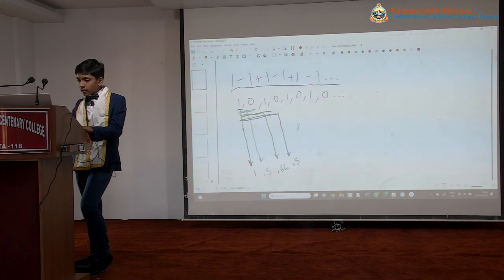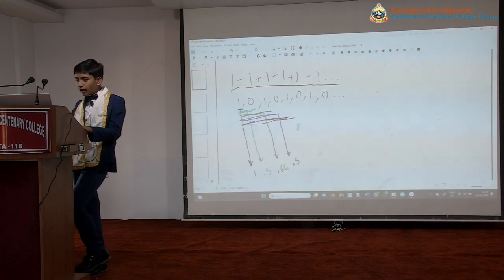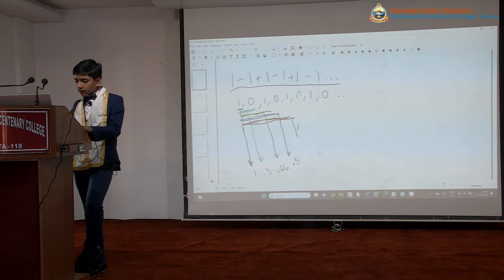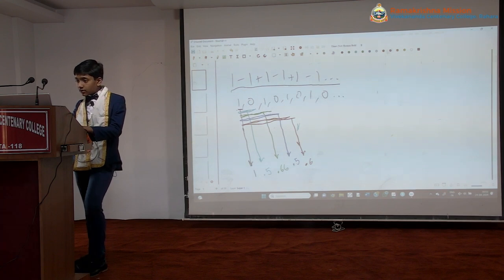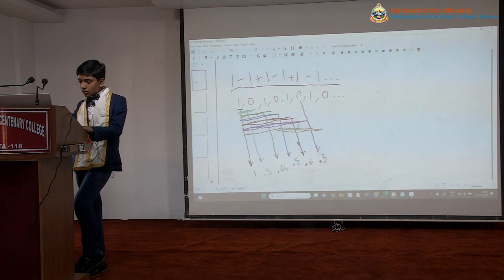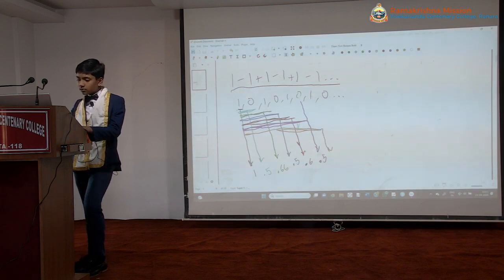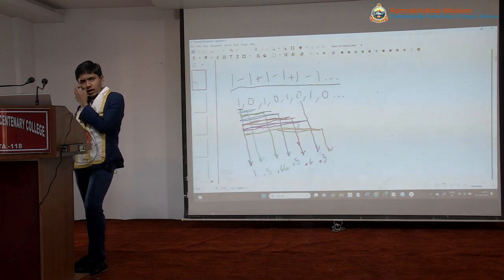Then the mean of the first 5 is going to be 3 over 5, which is 0.6. Then the mean of the first 6 is going to be 0.5. Then the mean of the first 7 is going to be 4 over 7.